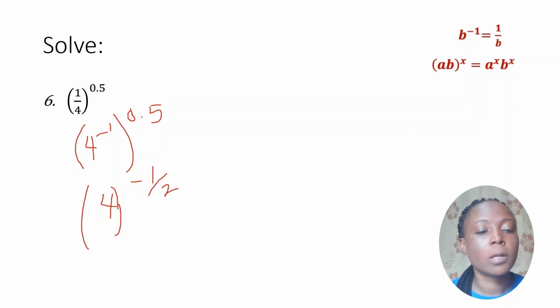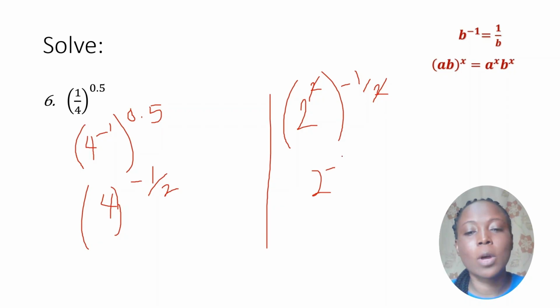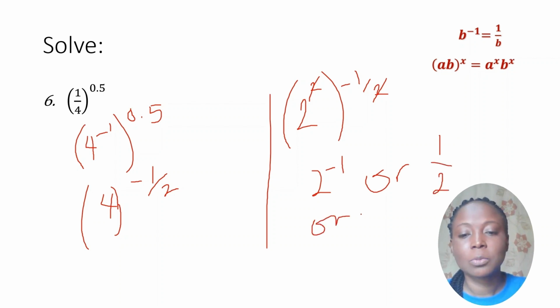So this 4, we can rewrite it in such a way that we have something raised to power 2 because there is 2 here at the denominator. So which will now be 2 raised to power 2 in brackets, raised to minus 1 over 2. So 2 cancels 2, and then we are left with 2 raised to power minus 1. You can leave your answer as this, or you write it as 1 over 2 or 0.5.